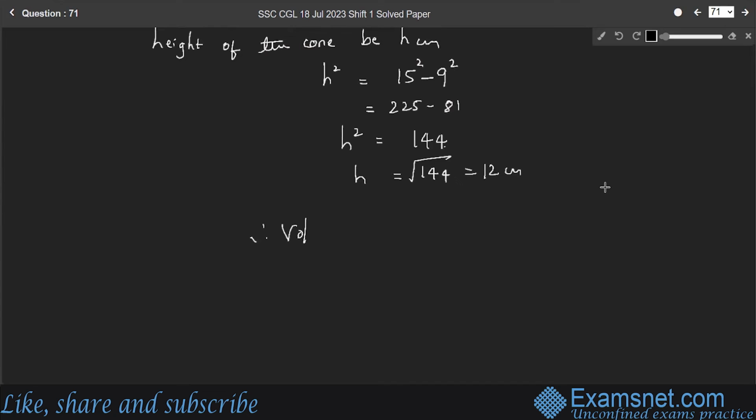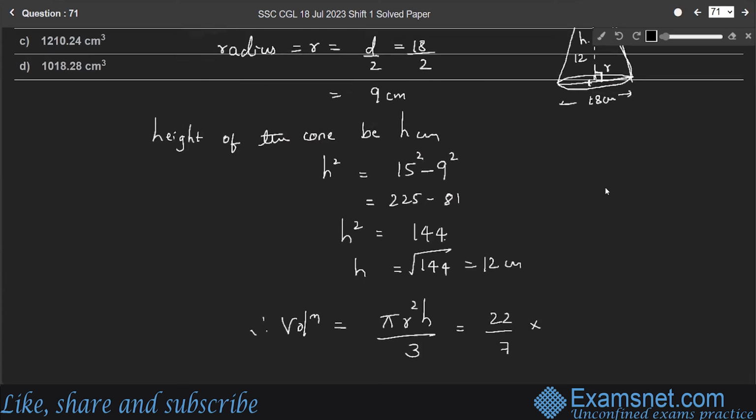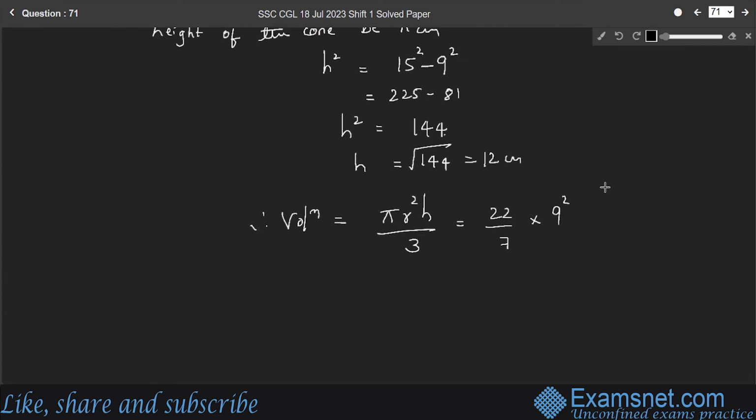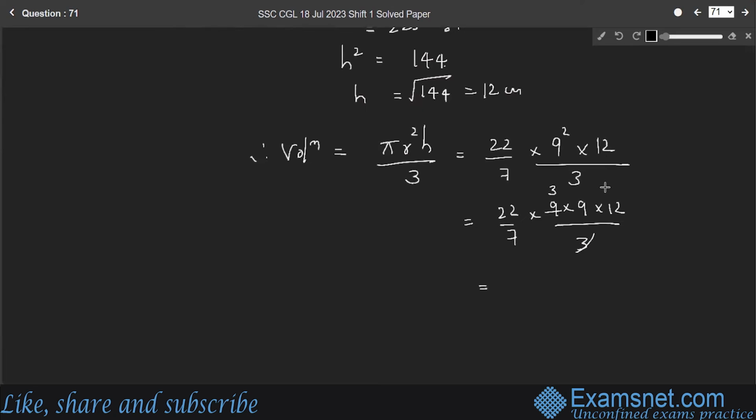Therefore, volume is equal to pi r square h by 3. Substitute the values. Pi is 22 by 7, radius is 9 centimeter, so it is 9 square into height 12 centimeter divided by 3. Simplify: 22 by 7 into 9 into 9 into 12 divided by 3. 3 into 3 is 9, so you can still simplify: 22 into 27 into 12 by 7.